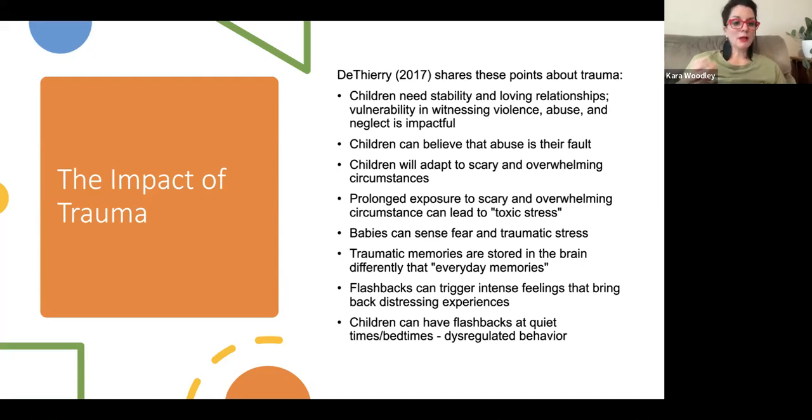I also want to talk about the impact of trauma when we're talking about supporting students with behavioral needs. So Deteri in 2017 shares these points about trauma. It is very important to consider not only if there's a mental health concern, like we just went over, but if there's impact of trauma, because that can be an important setting event, just as there can be a mental health need. Trauma, we know, can affect the brain.